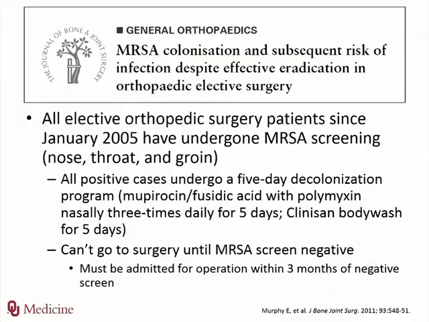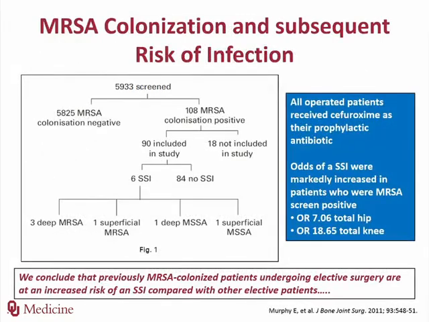It was orthopedic surgery patients who had all undergone MRSA screening, nose, throat, and groin. So they had 3 sites. All of the positive cases underwent decolonization with mupirocin 3 times a day for 5 days. And at that time, they were using Clinisan body wash for 5 days. But they did not let them go to the operating room until they were screened negative. So these are patients screened positive, decolonized, could not go to the operating room until their screens were negative. Guess what? Most of them who got an infection got one with methicillin-resistant Staph aureus.